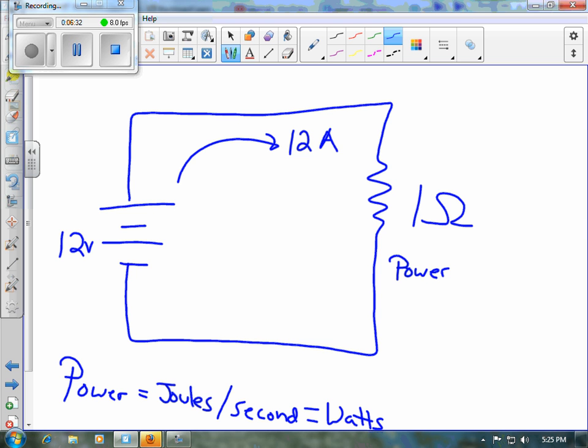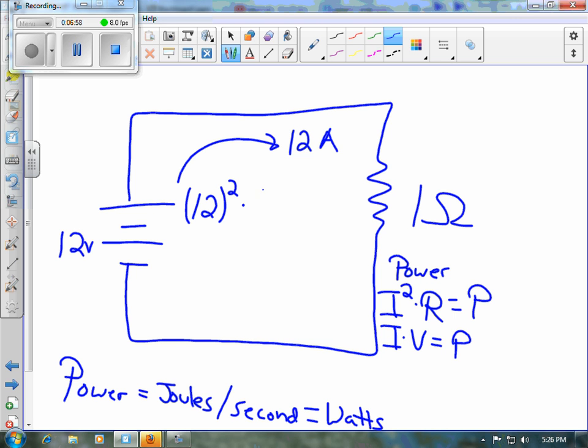Okay? So the power getting dissipated in a resistor, there's two ways to measure it. You can measure I squared times R is power, or you can measure I times V is power. And let's see if that holds true for this circuit. Let's do the first equation. So I squared, 12 squared, times R equals what? What's 12 squared? 144. 144 watts.